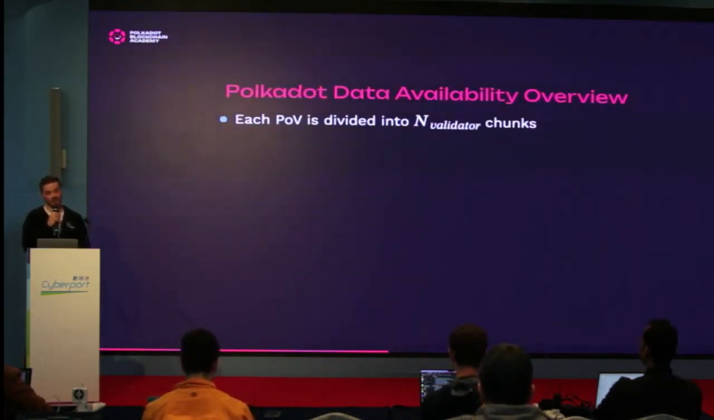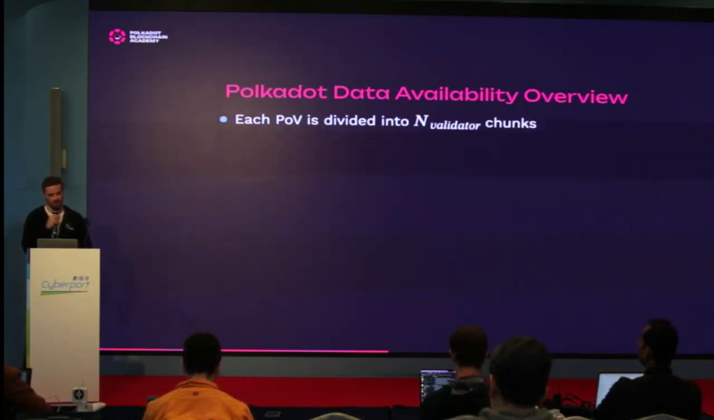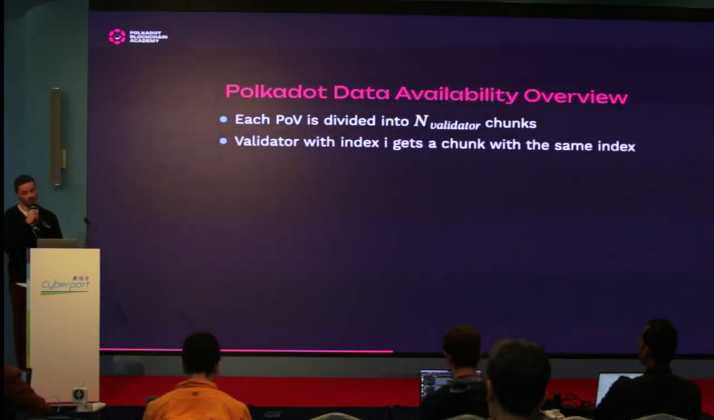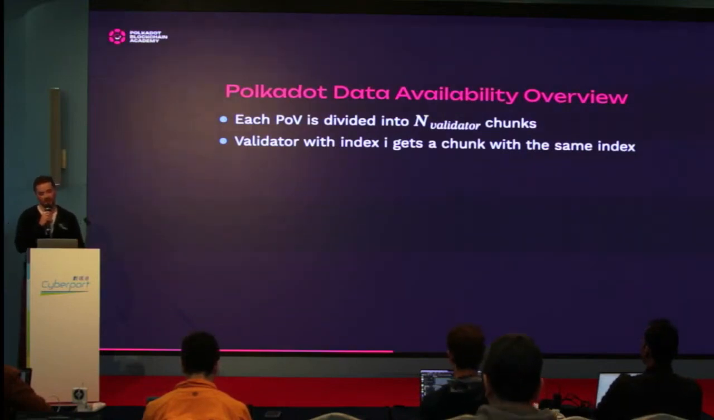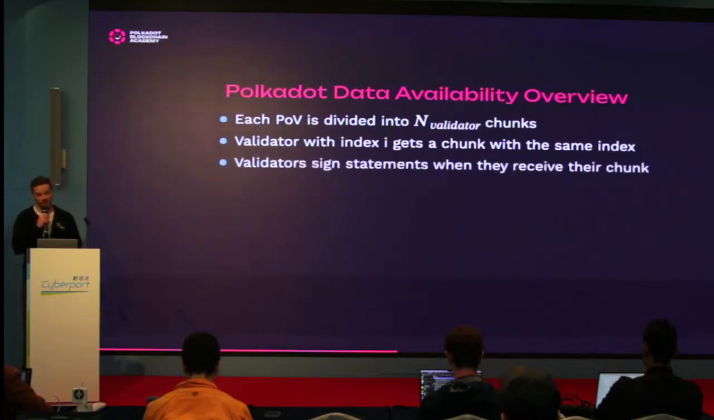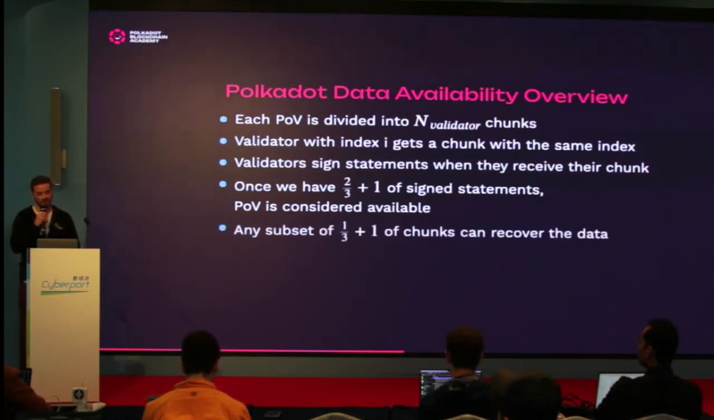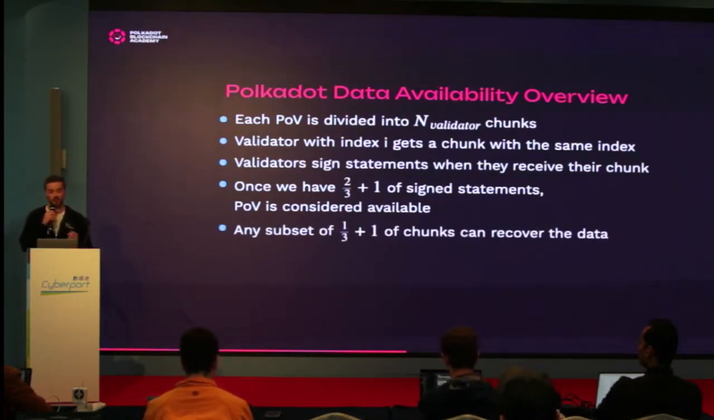So each proof of validity is divided into a number of chunks equal to the number of validators in the validator set. And the validator with index I gets a chunk with the same index from each proof of validity. Then validators sign statements when they receive their chunk. And once we have 2/3 plus 1 of signed statements, that proof of validity is considered available. Finally, any subset of 1/3 plus 1 chunks can recover the original data.